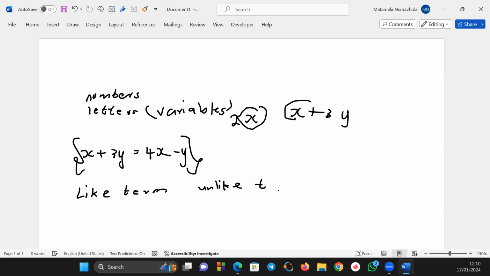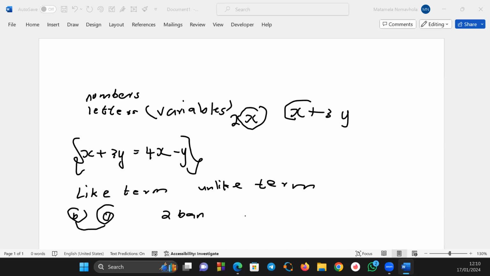When we talk about like terms and unlike terms, if you have banana, I'll just represent it as B, and you also have orange as O. These two things are not the same. So you cannot say I have two bananas. You will say you have one banana and one orange.